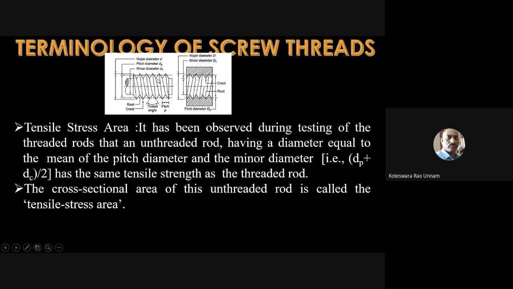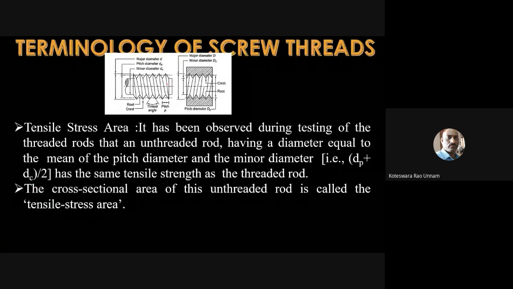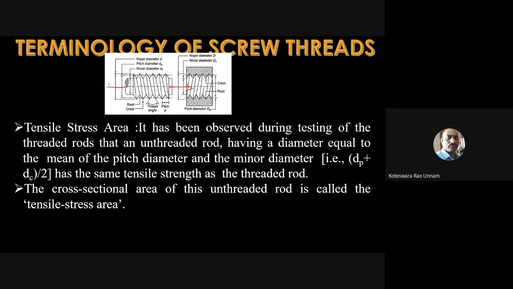Here in the diagram you can clearly see you have different diameters: major diameter, minor diameter, pitch circle diameter. Suppose this bolt or thread is subjected to some tensile load, let us say some axial force P. I want to calculate what the stress in this bolt is.